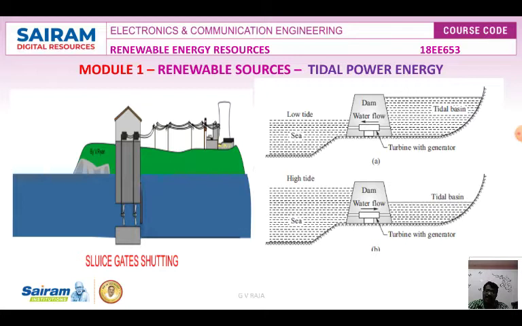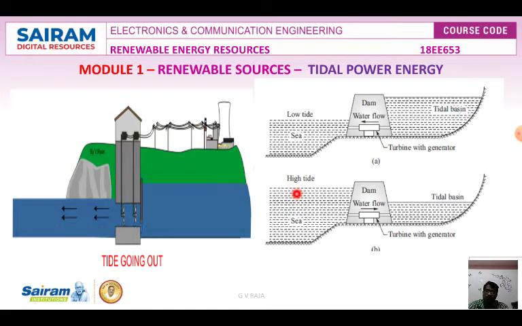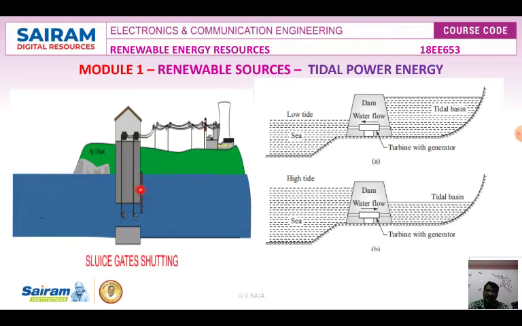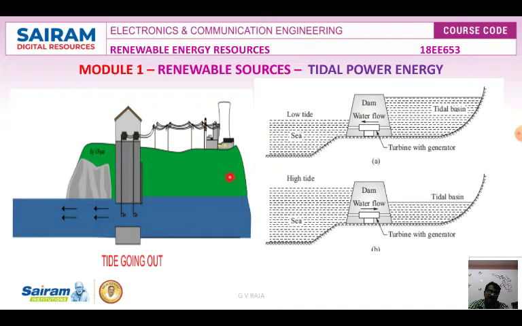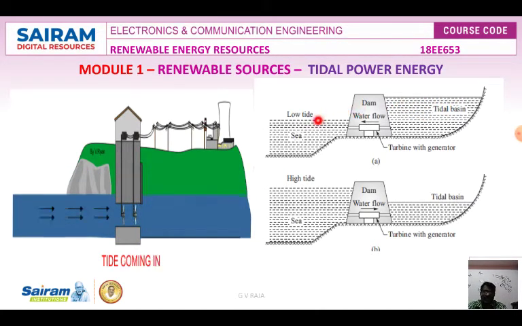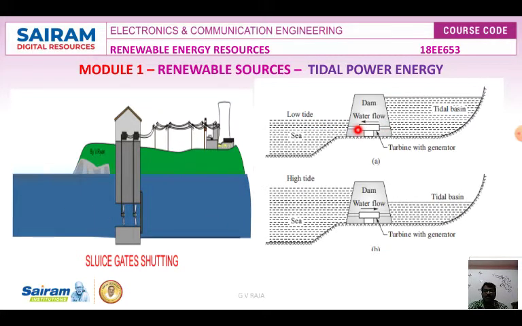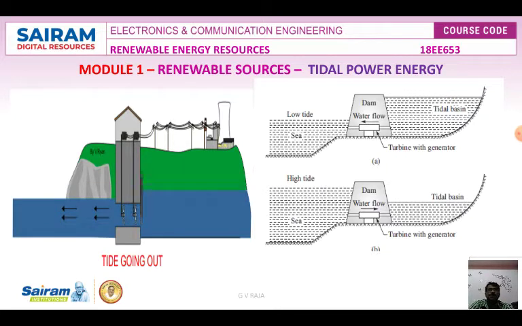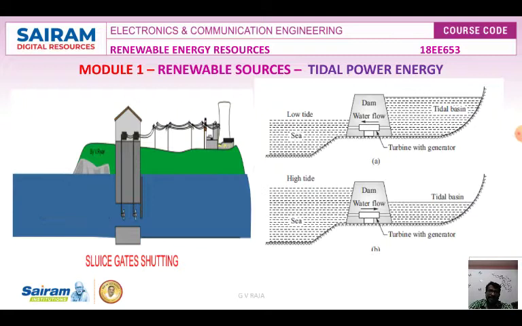So when high tide comes, this wall will be opened and the water will be stored in the reservoir. When the water level in the sea is low, at that time the water which is stored in the tidal basin will flow in the other direction through the same turbine, which will generate electricity with the help of the generator.